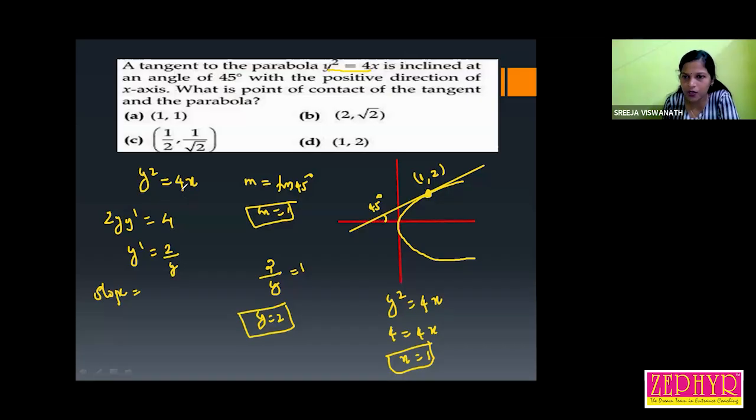Also, we know the equation of the curve y squared equal to 4x. And we know that the derivative dy by dx is the same as the slope of the tangent. We differentiate the given curve and get y dash equal to 2 by y. We equate these two values: 2 by y equal to 1, so y equal to 2. The y coordinate of the point of contact is 2. Now we put y equal to 2 in the given equation, and we get x equal to 1.